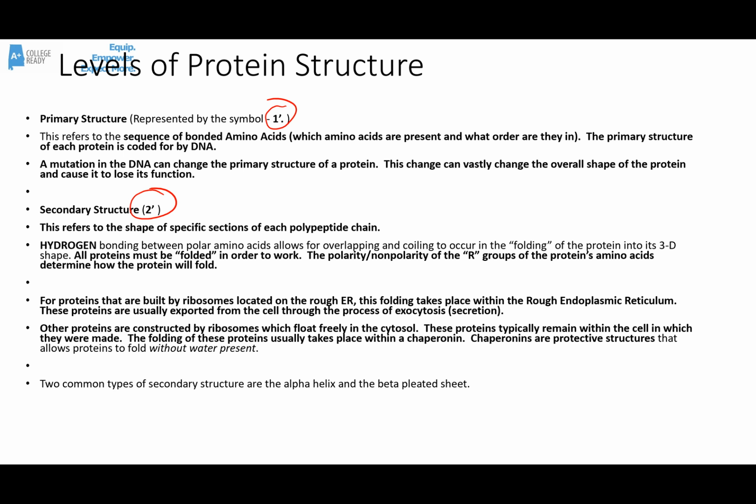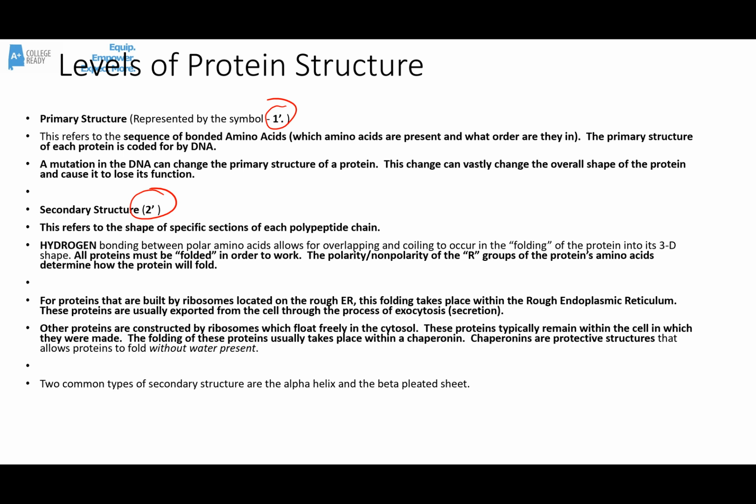For proteins that are built by ribosomes located on the rough ER, this folding usually takes place within the rough ER itself. And then those proteins are usually exported from the cell or they get embedded in the cell membrane. Other proteins are constructed by ribosomes that float freely in the cytoplasm. These proteins usually remain in the cell and work within the cytoplasm. They're folded inside a different kind of protein called a chaperonin. These protective structures help the proteins fold without being impacted by the nearby water.